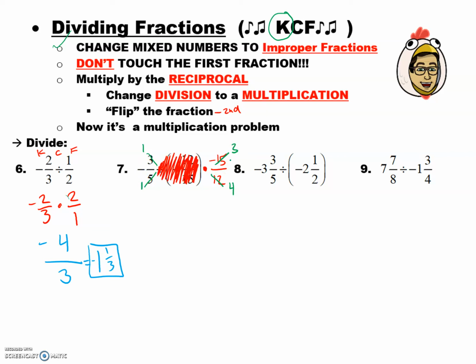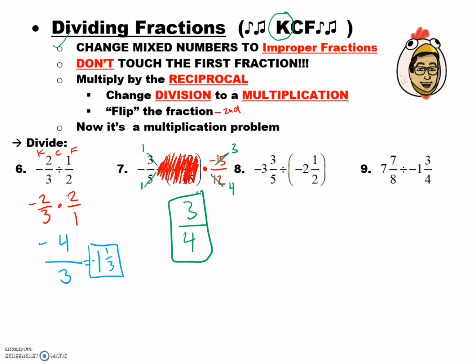And now let's multiply across. 1 times 3 is 3. 1 times 4 is 4, and we got to check our sign. Notice negative 3/5, negative 15 over 12, same sign, positive, so I am donezo.